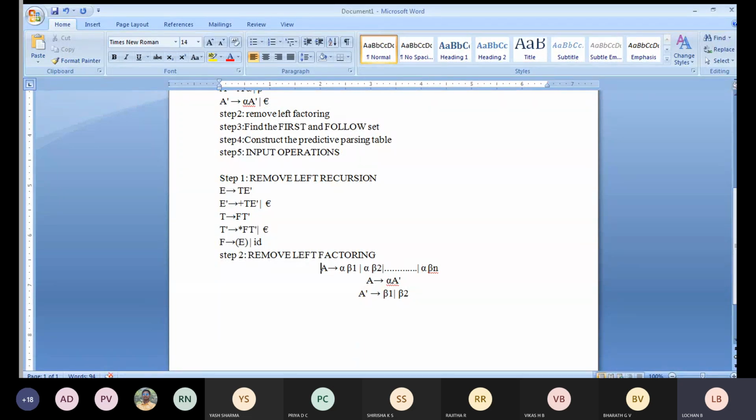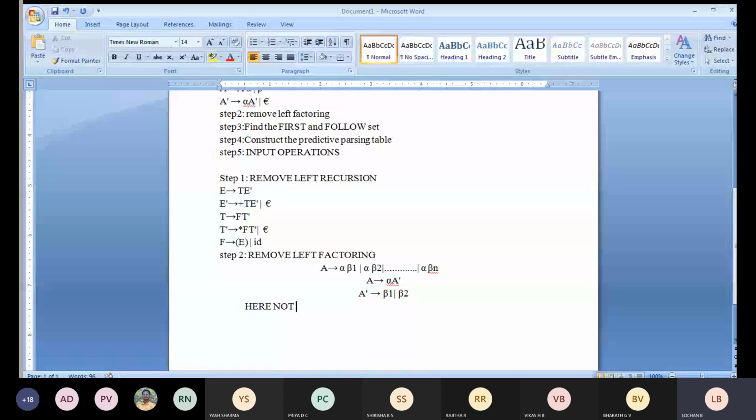So that I'm going to write alpha first. A dash is nothing but I'm going to continue my production in the A dash, which are the different things you got. That is beta 1, beta 2 up to beta n I'm going to get. In this particular grammar, we don't have any such common cases. So what I am going to do in this particular case now? Not required. For this particular grammar, we are not required. So this is your step 2.